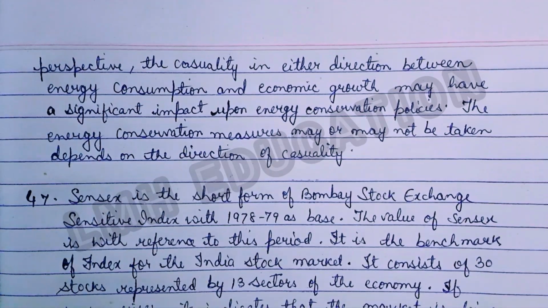Now we will move to answer of question number 47, in which you have to write about the Sensex. Sensex is the short form of Bombay Stock Exchange Sensitive Index with 1978-79 as base. The value of Sensex is with reference to this period. It is the benchmark index for the Indian stock market. It consists of 30 stocks represented by 13 sectors of the economy.